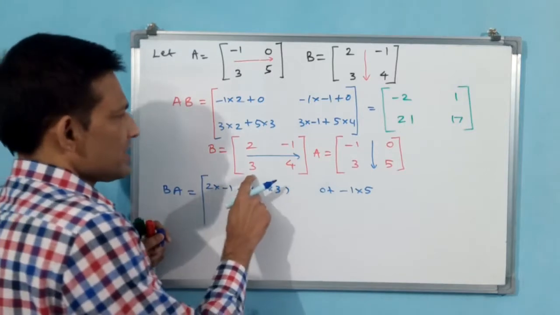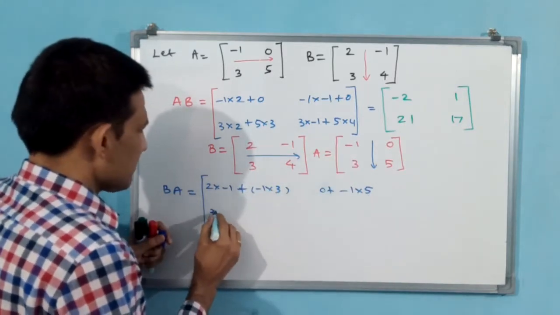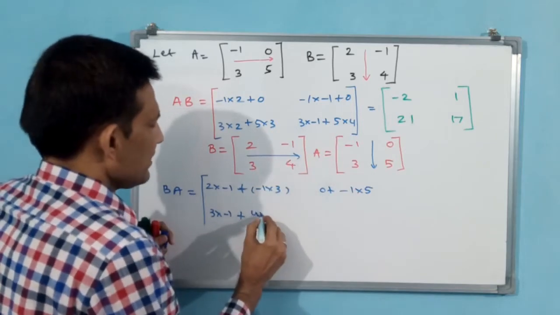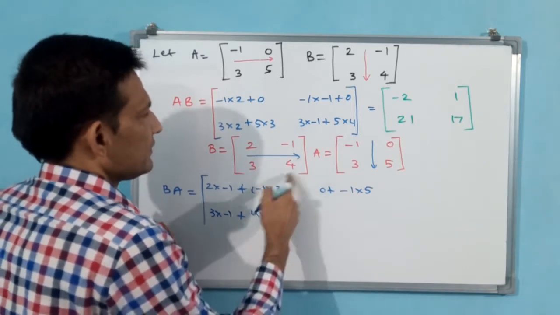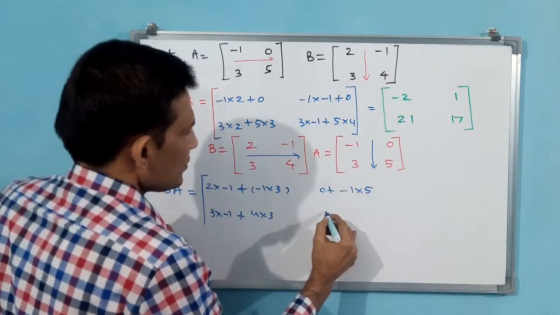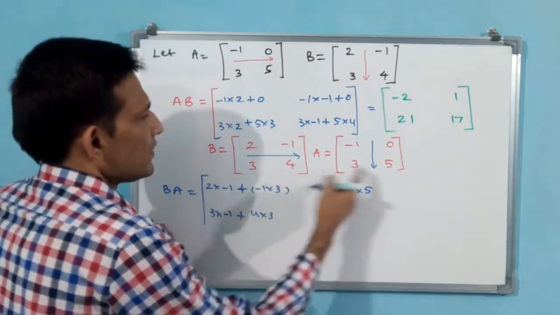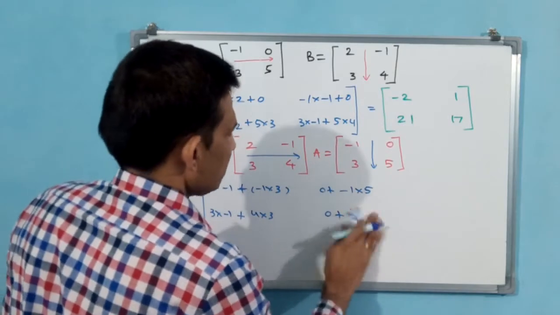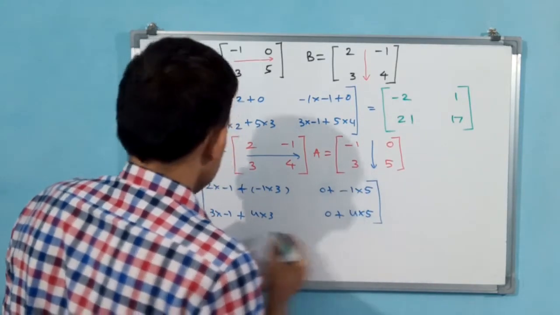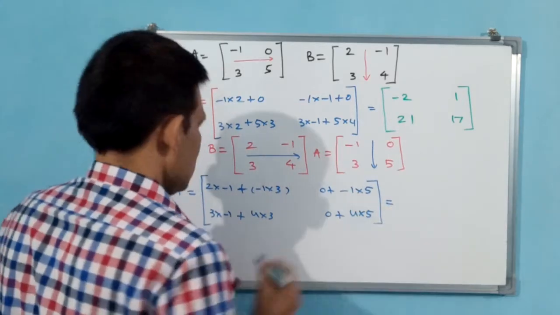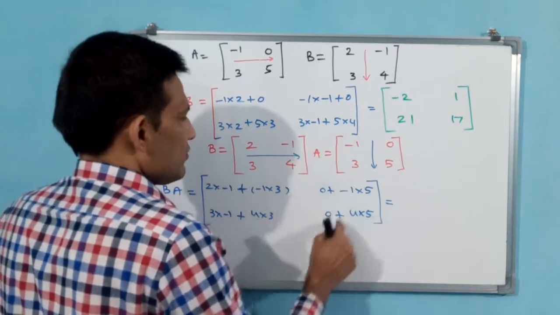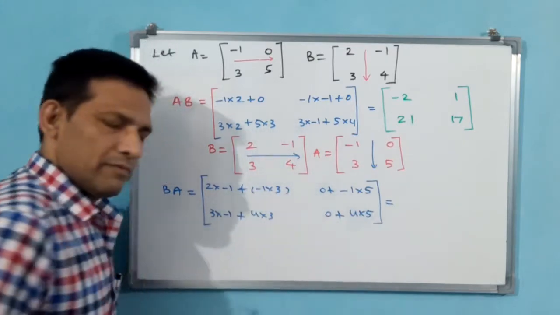Okay, now you see second row, first column. 3 into minus 1 plus 4 into 3. 3 into minus 1, 4 into 3. Okay, next 3 into 0, 0. 4 into 5, 20. 4 into 5 only I will write. Next step we will write. Okay. Second row, second column. Second row 3 into 0, 0. 4 into 5, 20.